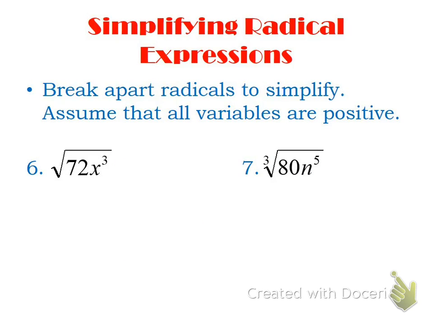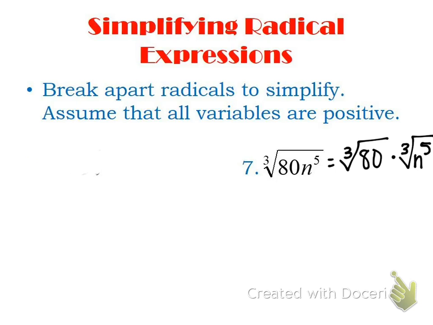All right, let's try number 7 together as well. Again, this time we're taking a cube root. So the cube root of 80 times the cube root of n to the 5th. This time I'm going to do my work off to the side, just so I have a little more space.